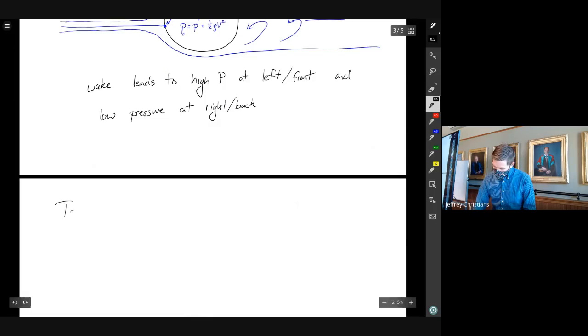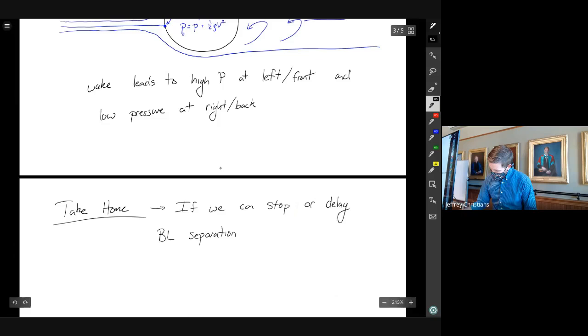So the take home, and we'll end here. We'll talk a little bit more about this next time. But if we can stop or delay boundary layer separation, we can reduce pressure drag.